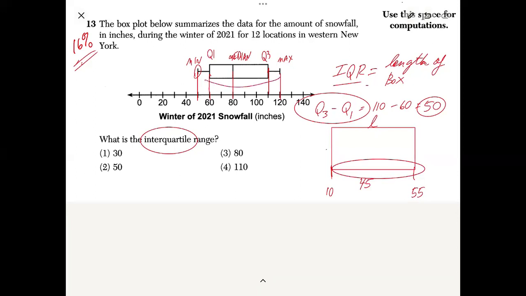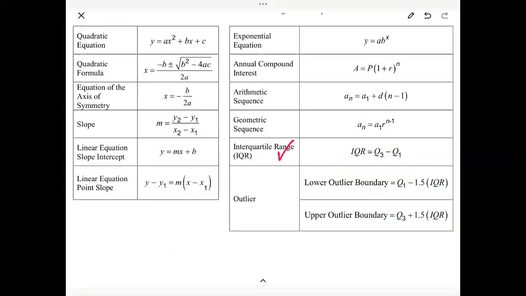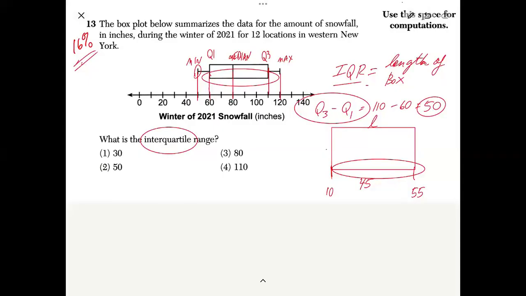Actually, guys, that's the whole point. You don't have to memorize this. This is where I messed up. They actually give you this formula. They tell you that the interquartile range is Q3 minus Q1, period, done. Now, you've got to know what Q1 and Q3 are, but once you know that, you just subtract, and that's your answer. So the answer for this one is 50.